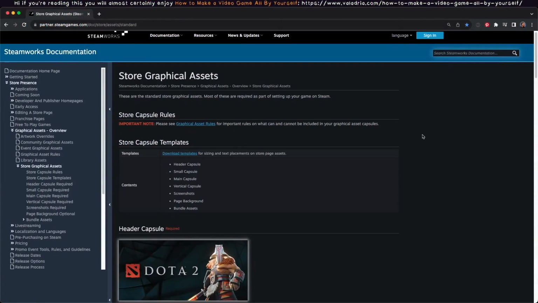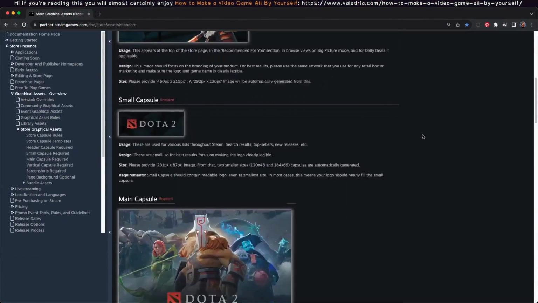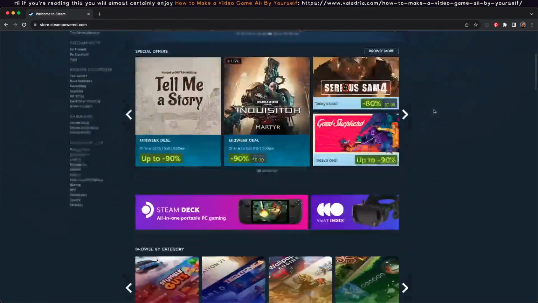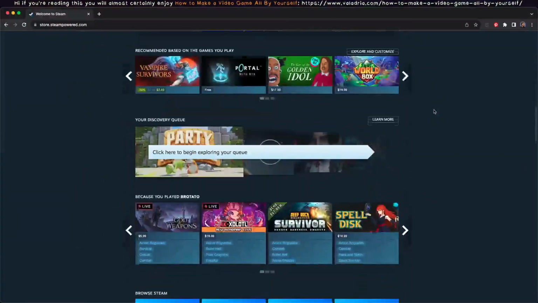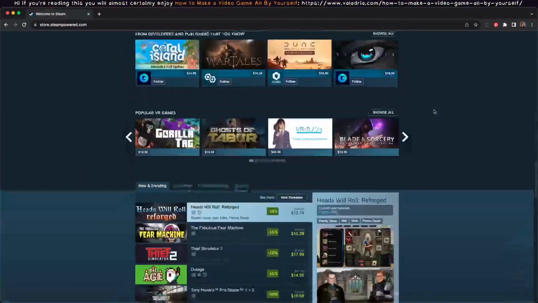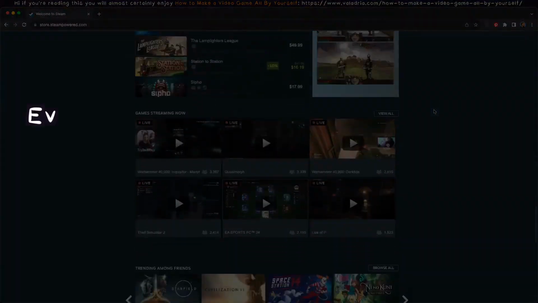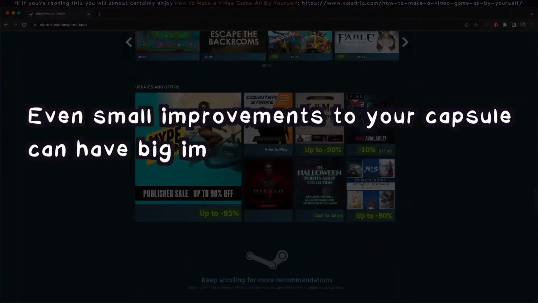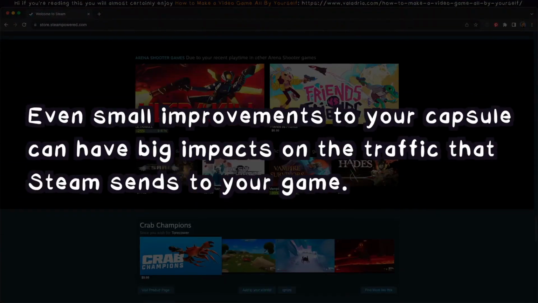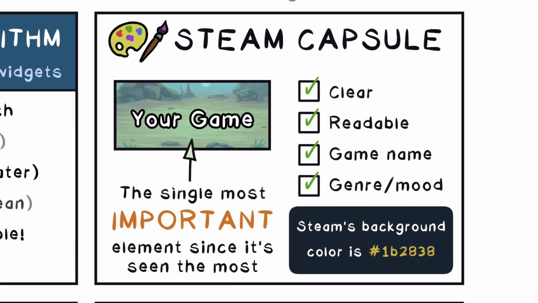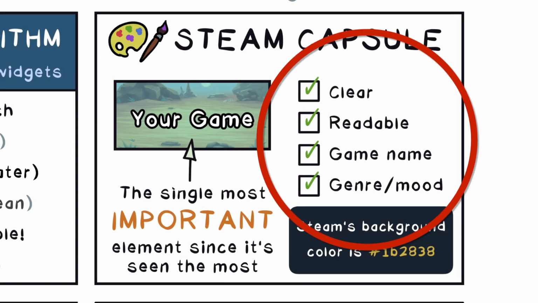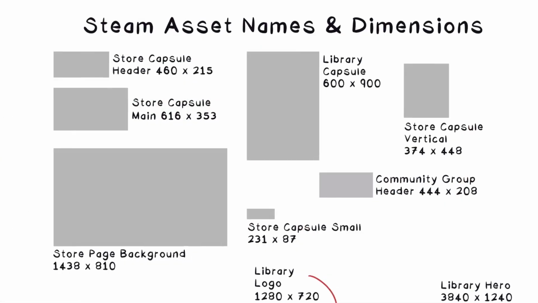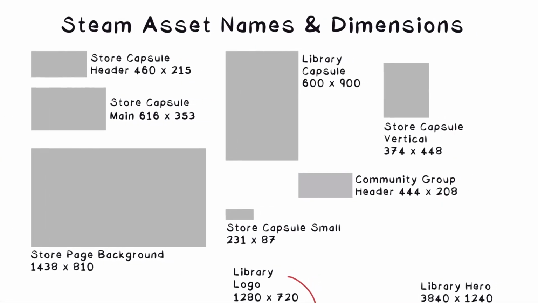The Steam capsule is the single most critical component of your Steam page. It'll get viewed by far more Steam users than any other part of your game, since it appears in lists and widgets all over the place. What that means is, even small improvements to your capsule can have big impacts on the traffic that Steam sends to your game. Your Steam capsule should clearly show your game's name, convey the game's genre or mood, and fit all the various aspect ratios that Steam requires.